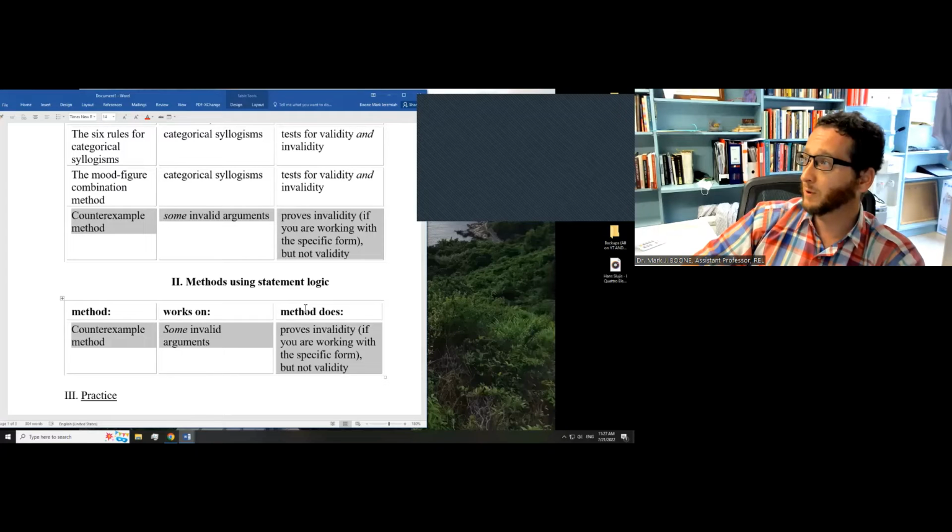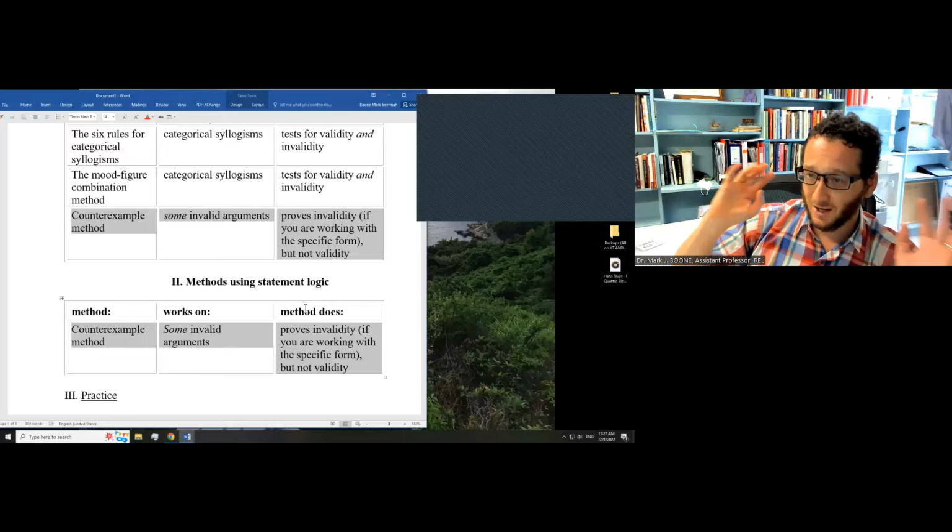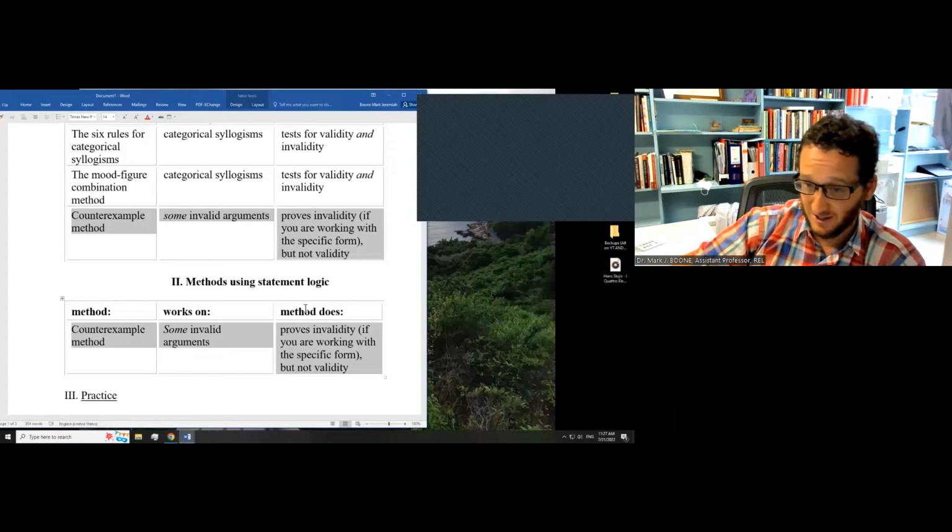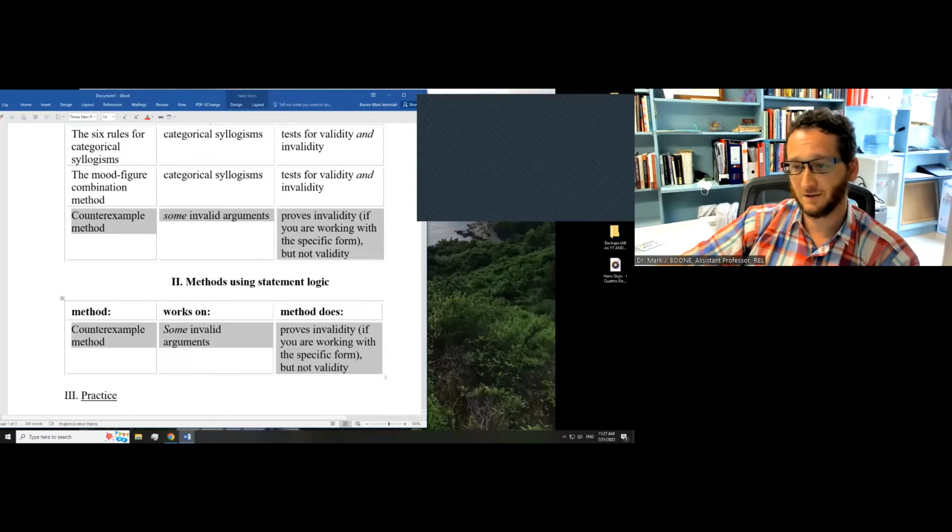The argument, all bovines are mammals, all cows are bovines, therefore all cows are mammals, is a valid argument. It's not possible for the premises to be true and the conclusion false at the same time, because that argument has the pattern that makes that impossible. And that pattern is all M are P, all S are M, so all S are P. But it also has the general pattern, premise, premise, conclusion. So the counterexample method will work very well to demonstrate an argument to be invalid if you get the specific pattern or the specific form of the argument.